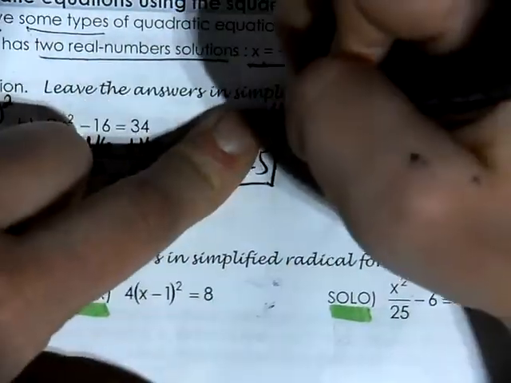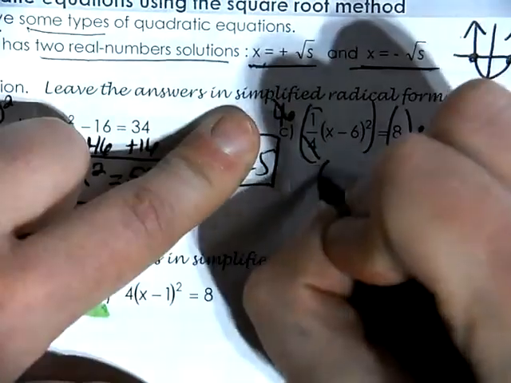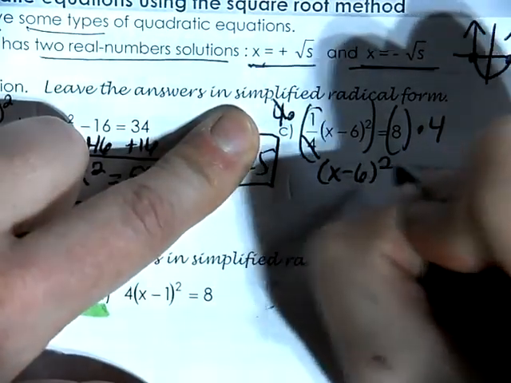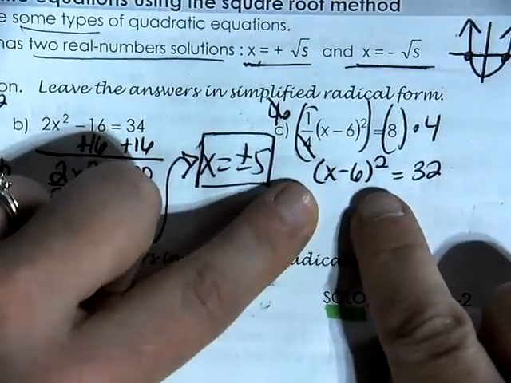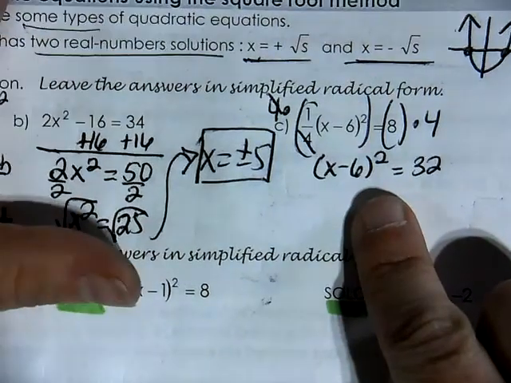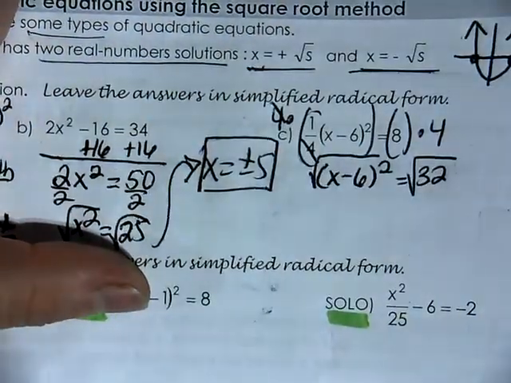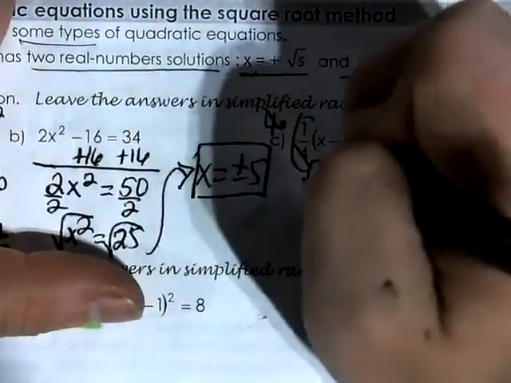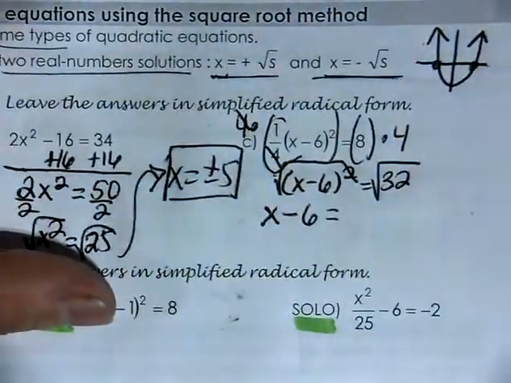What's going to happen is that the multiplication of 4 will eliminate the division of 4, leaving us with (x minus 6) squared is equal to 32. Now that I have my parentheses squared, don't worry about that x minus 6 quite yet. We're going to take the square root of both sides. And when you do that, the square will eliminate the square root, leaving me with x minus 6 equals.